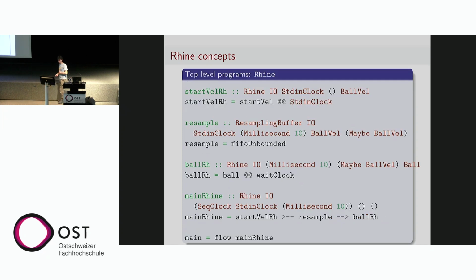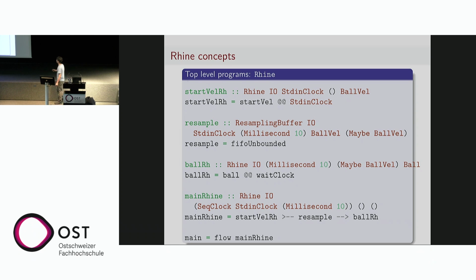Okay, one final thing to wrap it all up. At the end, you combine all these data flow components with their respective clocks. So this start velocity, where we said whenever we hit a line on the standard in, we get a velocity, that is on the standard in clock. So this is just a singleton, so there's a single value here.